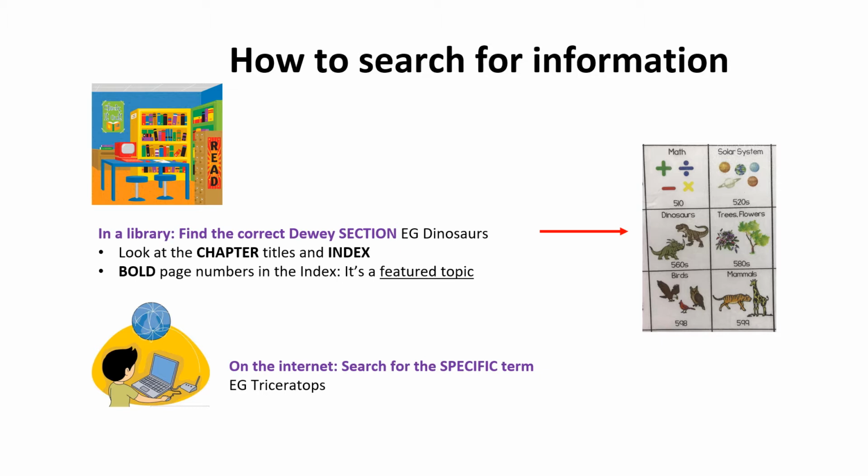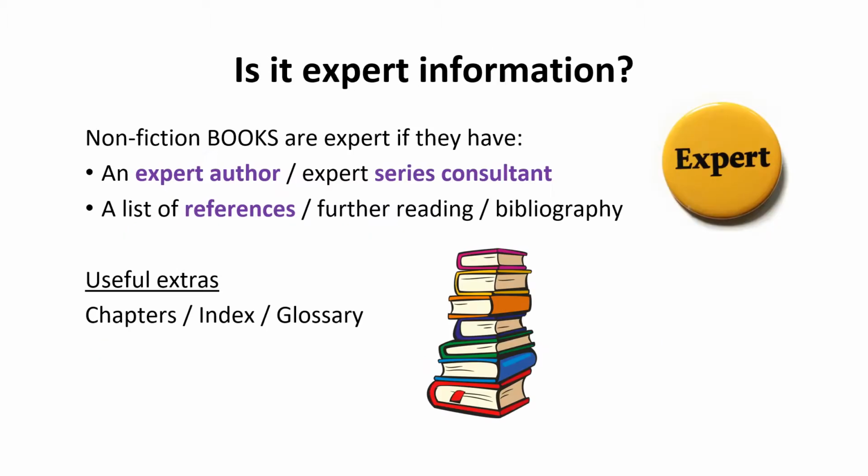In a library, we find the correct Dewey section, for example, dinosaurs or the solar system. And then once we've found the book, we look at the chapter titles and the index. And that's how we make our way into information within a library. But on the internet, we search for the specific term straight away. We don't say dinosaurs, we go straight for Triceratops.